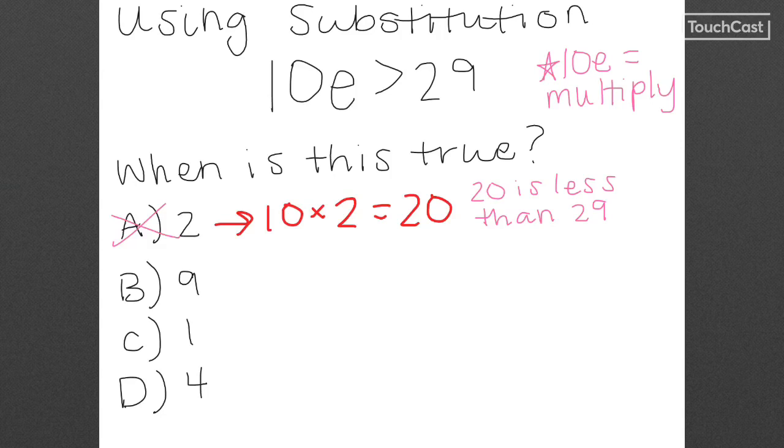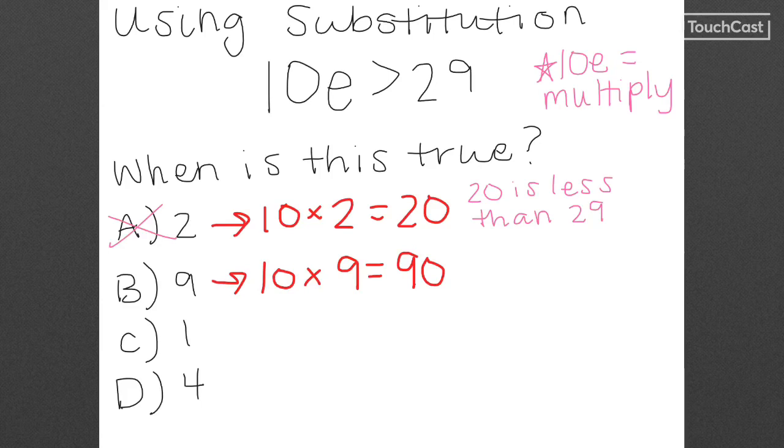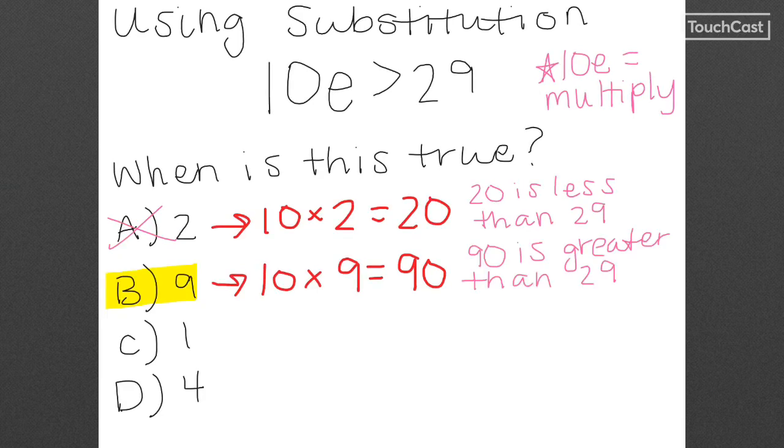Now let's try solving if we place a 9 where the e is. 10 times 9 is 90. Now is 90 greater than 29? Give yourself a nice pat on the back if you said 90 is greater than 29. So that means that b, 9, makes the equation true.